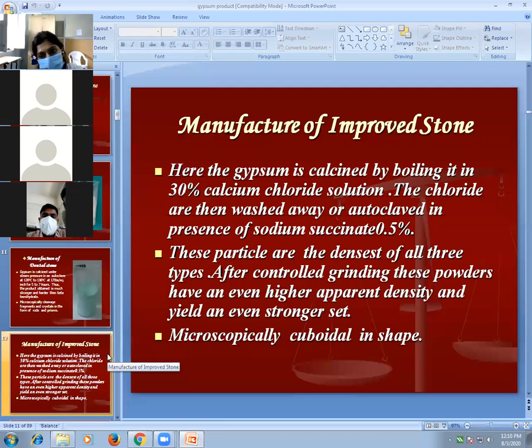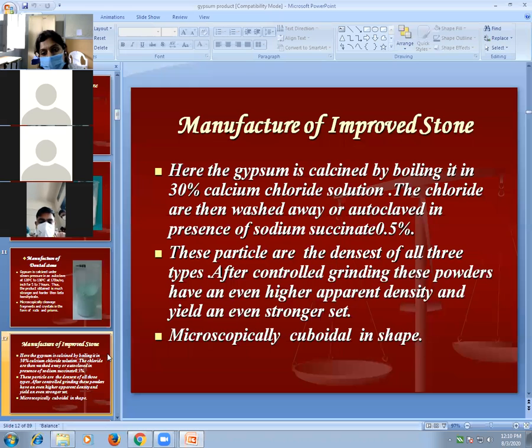So, manufacturing of the improved stone. As we know the products of gypsum are impression plaster, then dental plaster, dental stone, then die stone. For fabrication of a die stone or improved stone, gypsum is calcined by boiling it in a calcium chloride solution. The calcium chloride solution we use for the calcination is 30%, and in the presence of sodium succinate, that is 0.5% sodium succinate is used.